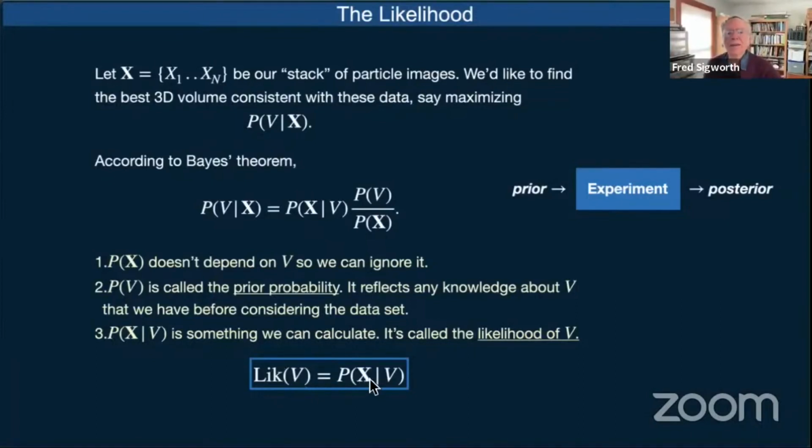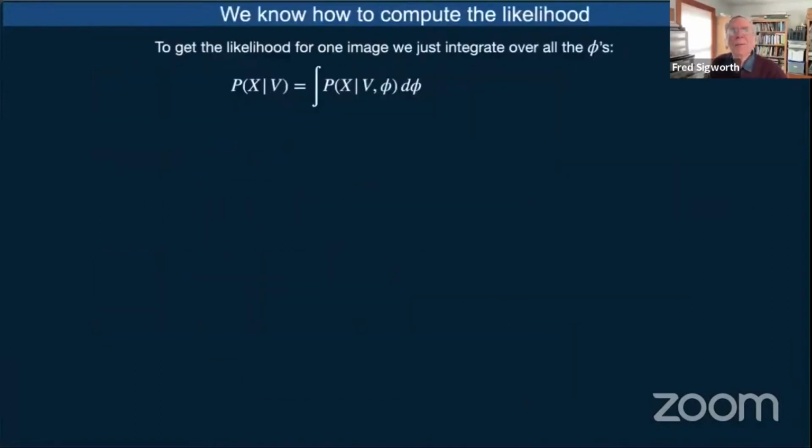Okay. So it's all a matter of computing this likelihood. And if we maximize the likelihood, or in fact maximize the likelihood times this prior, then we've got something that is going to be our best reconstruction. So how do we get the likelihood? What I showed you before was the probability of an image given a reference, but now we want to know the probability of an image given the volume.